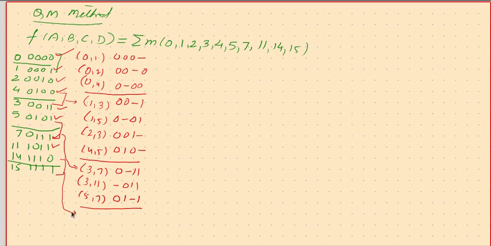So finally, these two groups: 7 and 15 is possible, dash 111. Then 11 and 15 is possible, 1 dash 11. And finally 14 and 15 is possible, 111 dash. So all are used. Now coming to the next step.